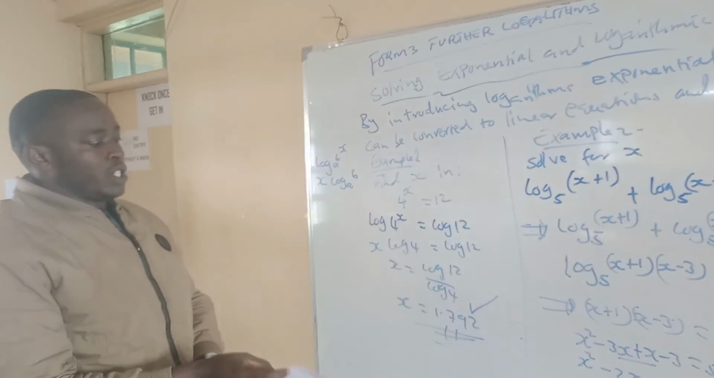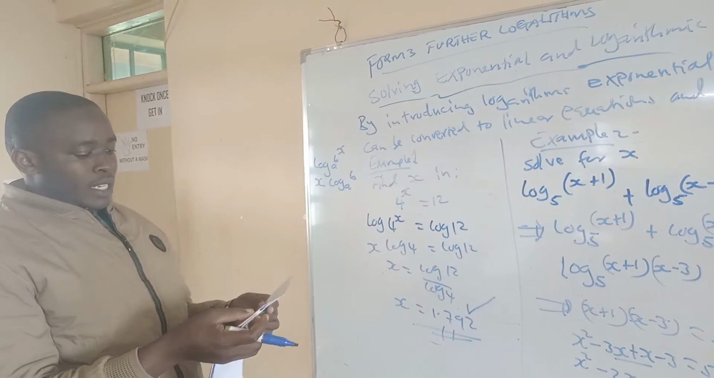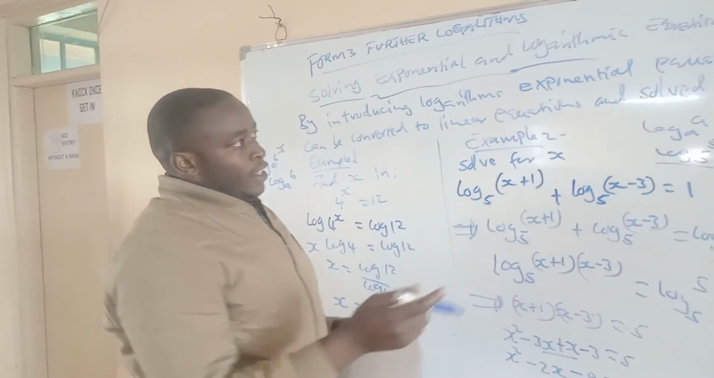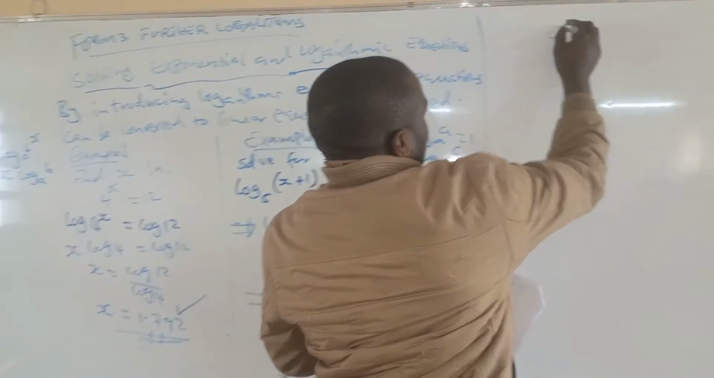I want to do another equation. Like if you are given an example that you simplify, you can be given, that is example 3.